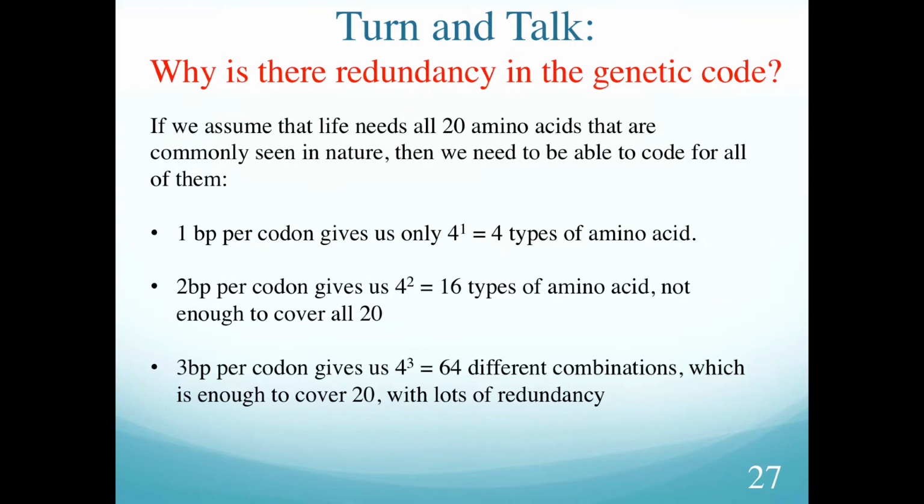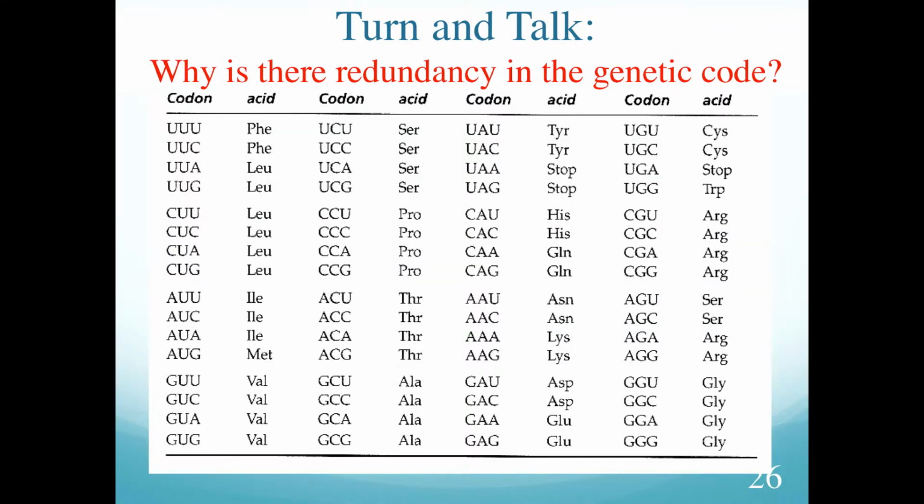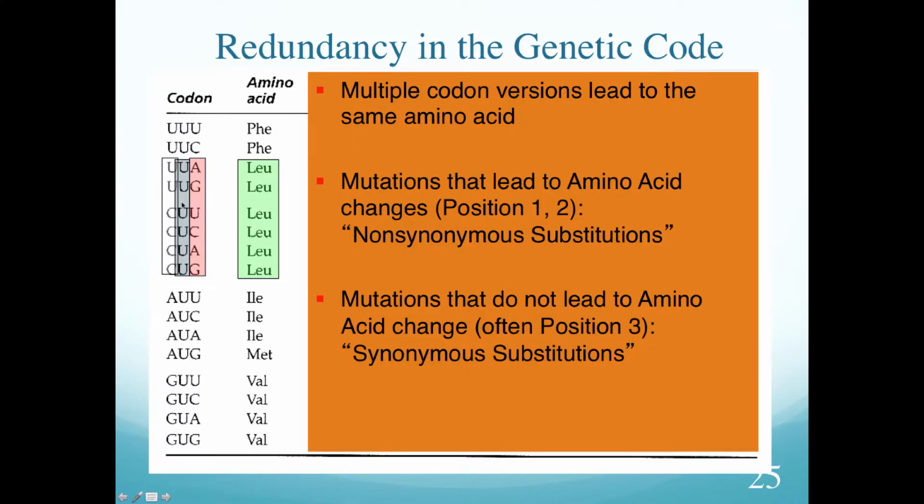A more approximate reason for why we have so much redundancy is that you could have a mutation that occurred in the third base pair, and it wouldn't affect the amino acid. So having that extra redundancy protects us a little bit from mutations.